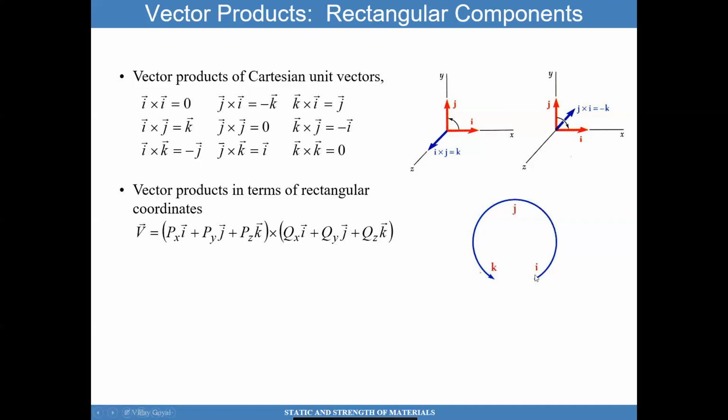You can calculate the vector products in terms of rectangular coordinates. So say I have a vector P. Vector P has components Px, Py, and Pz. You can represent the vector along those three axes, I, J, and K. So I have a value of Px along I, a value of Py along J, and a value of Pz along the Z axis. So any vector can be represented along those three axes. If I also have vector Q, I can also produce its components.